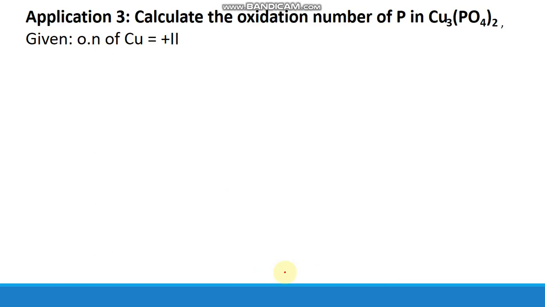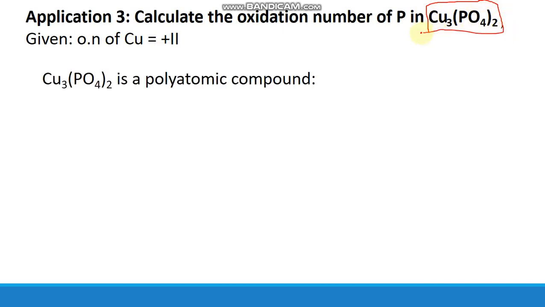Application 3, which is the last application: calculate the oxidation number of P in Cu3(PO4)2, given that the oxidation number of Cu is +2. So it's given, the oxidation number of Cu is +2. This compound is a polyatomic compound, so the summation of the oxidation numbers of the atoms present in this compound is equal to 0.